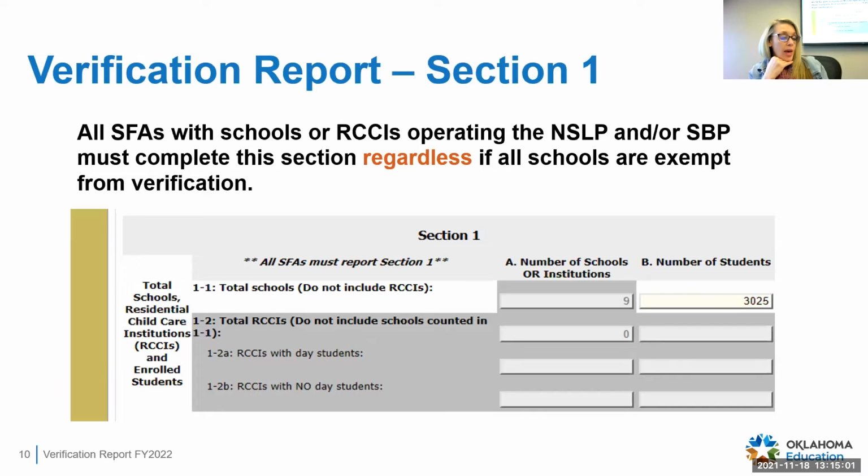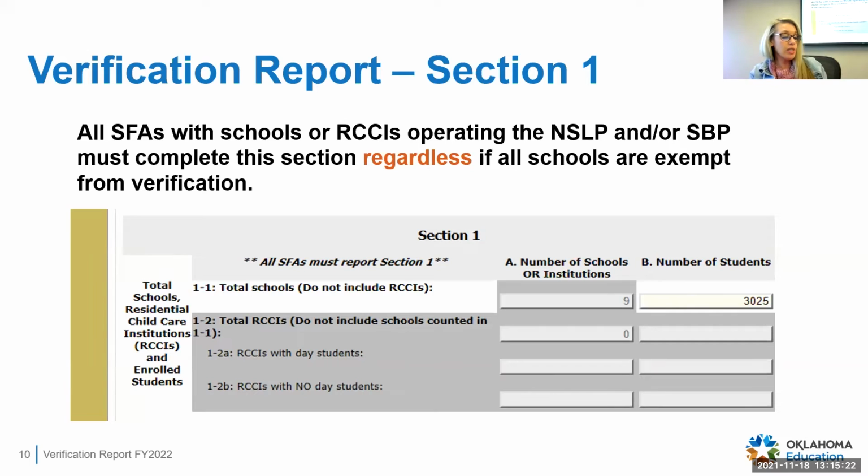1-2A column A and 1-2A column B is of RCCIs reported in column 1-2 column A. They enter the number of day students, and it's only day students with access to school lunch and or school breakfast in RCCIs.